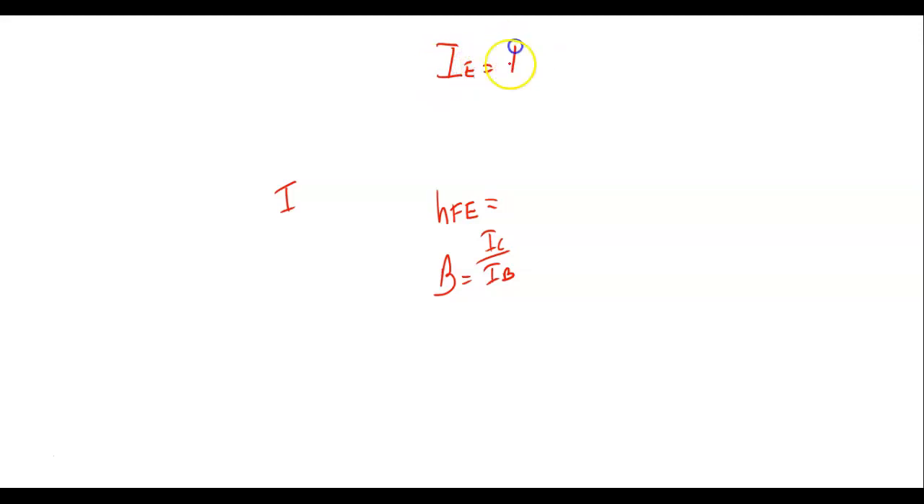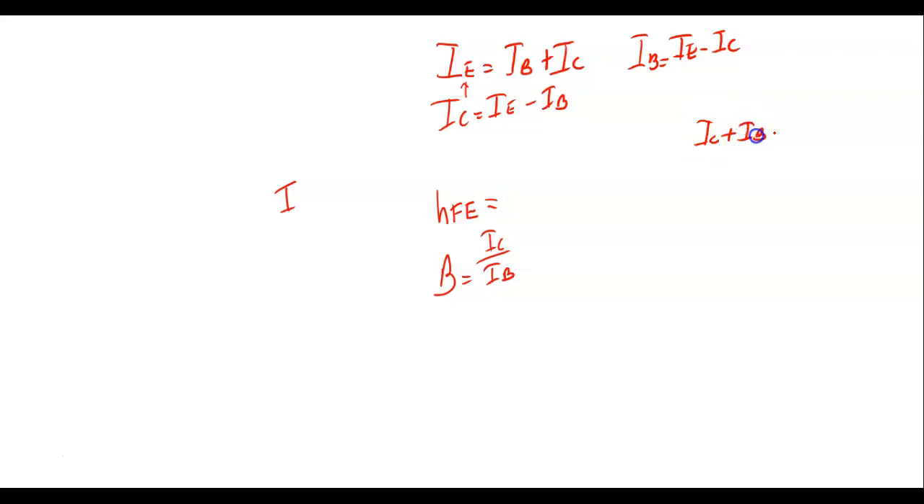Yeah, so IE is equal to IB plus IC, and then we can just arrange this formula. So IC would be equal to IE minus IB, and then IB would be equal to IE minus IC, if we rearrange that one formula. So the biggest current obviously is the emitter, because the emitter handles both IC and IB. So that's why the emitter current is the greatest.